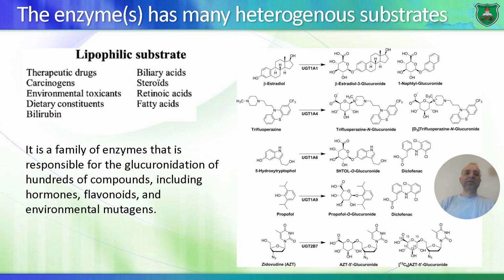Now, what are the substrates that this enzyme can act on? Well, different types of substrates, different types of drugs, different types of chemicals. The enzyme can target therapeutic drugs, different carcinogens, steroids, fatty acids, bilirubin, different types of molecules, estrogens, for example, and so on. If you look at these molecules, they differ a lot from each other. So the question is, how can a single enzyme bind to all of these different drugs and modify them by adding glucuronate to these molecules?